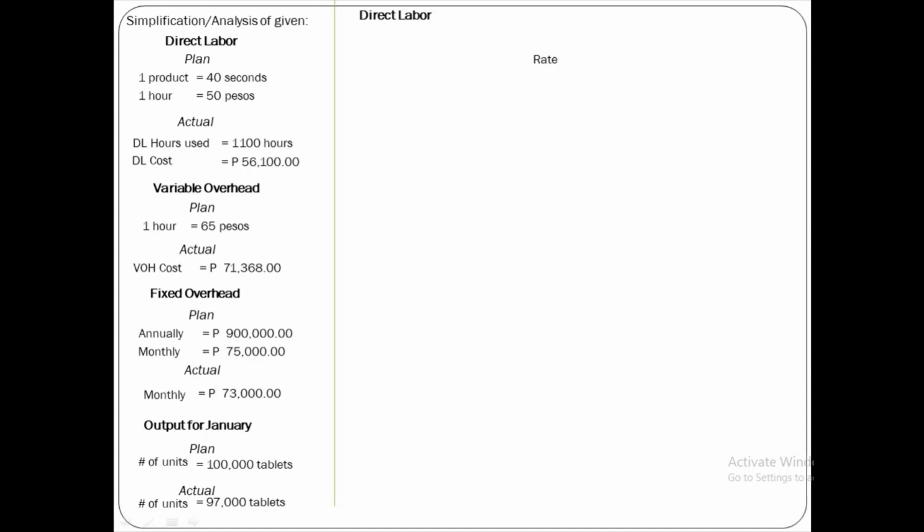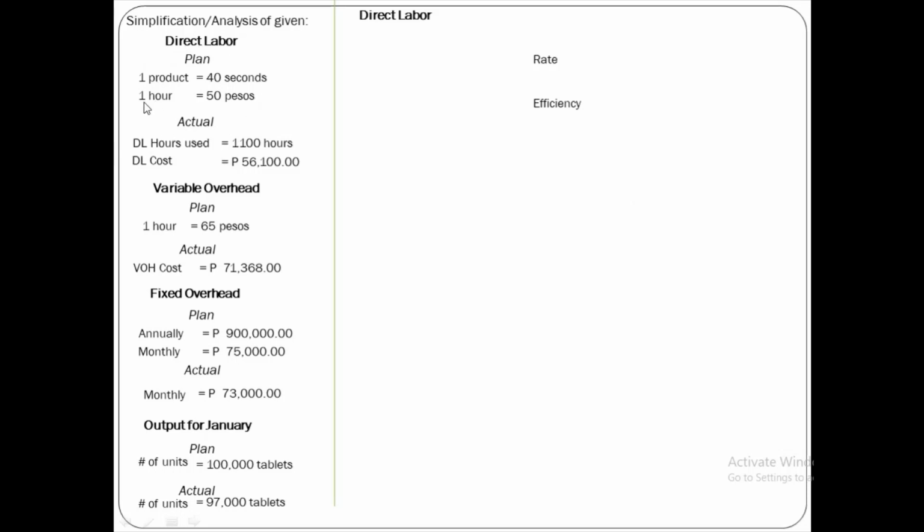So aside from rate variance, we have what we call the efficiency variance, in which you're just going to compare the efficiency of the workers based on the actual and based on the plan. So in order for it to become clearer, let's go to the example.